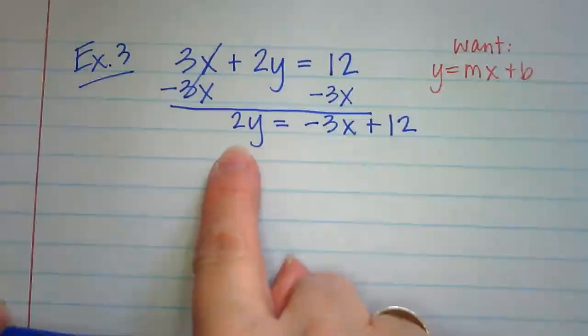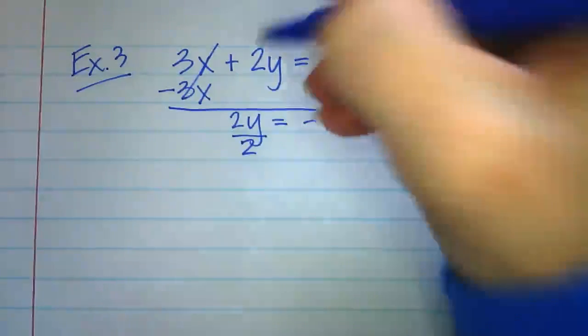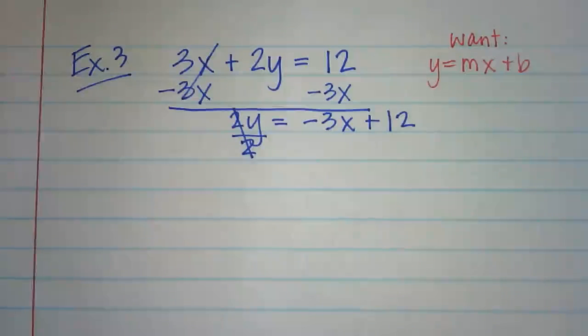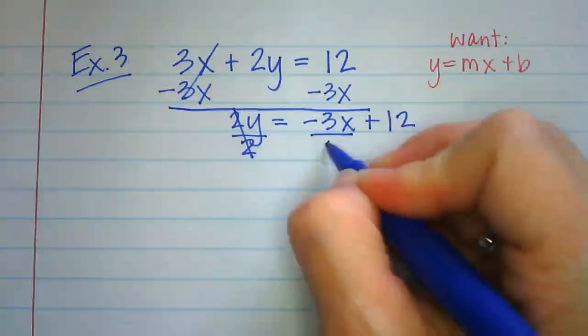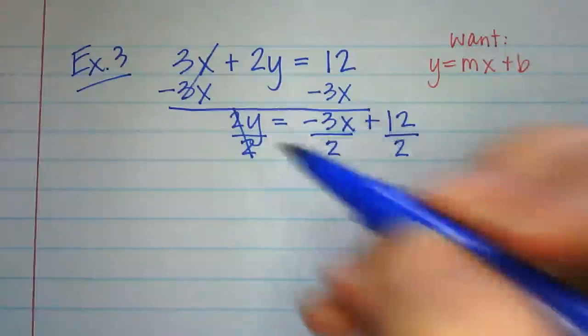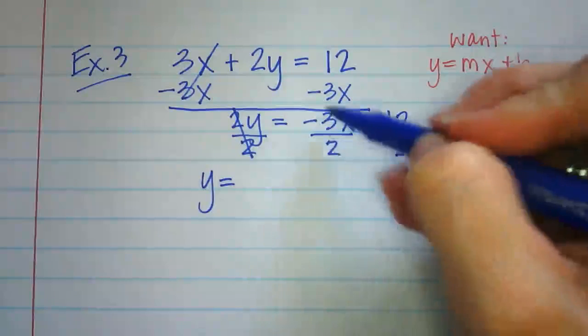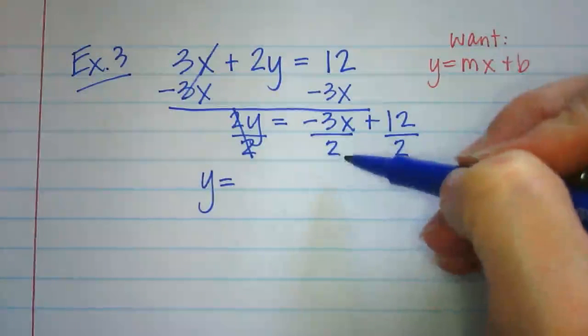We just want y, and we have 2y. So to get rid of this, 2 times y, we divide by 2, and that will cancel that out. But then we need to go over here and divide this by 2, and go over here and divide this by 2. So in the end, on the left, we have y. On the right, negative 3 can't be divided by 2.